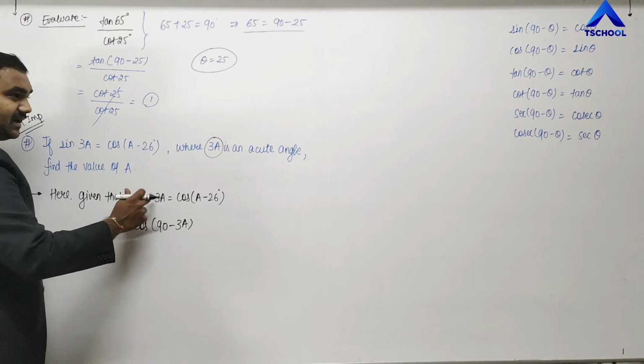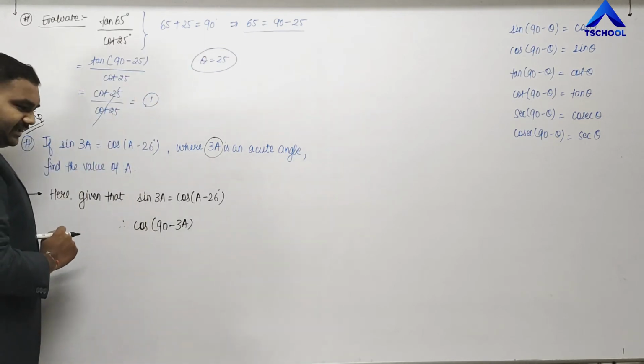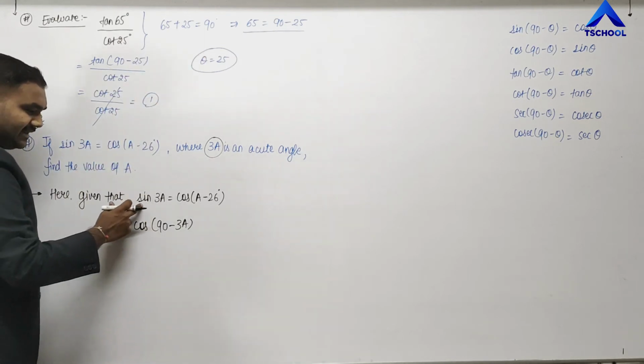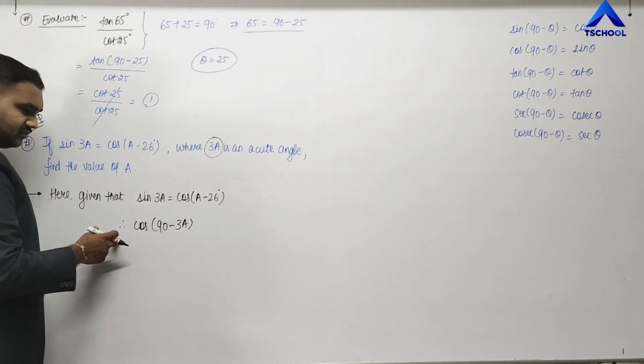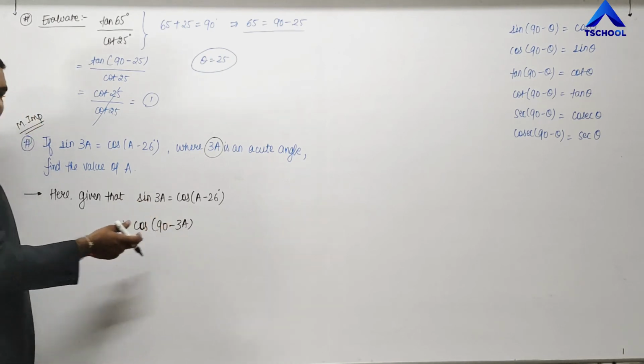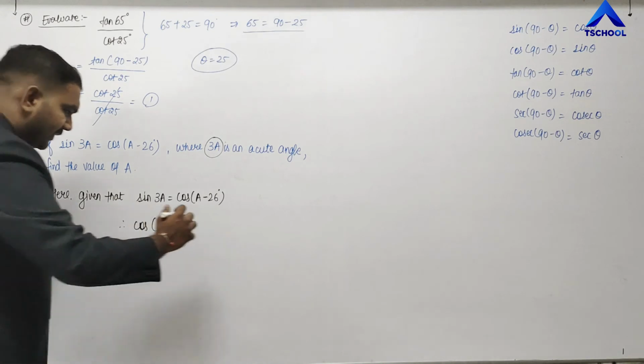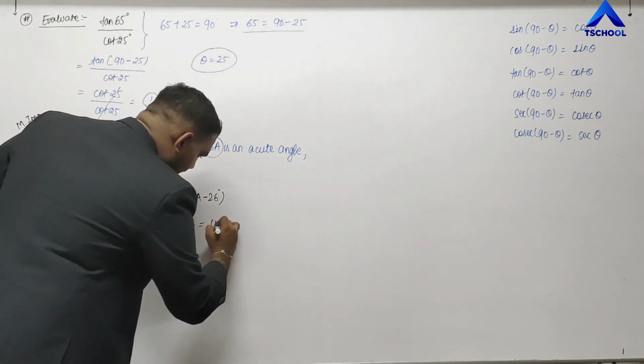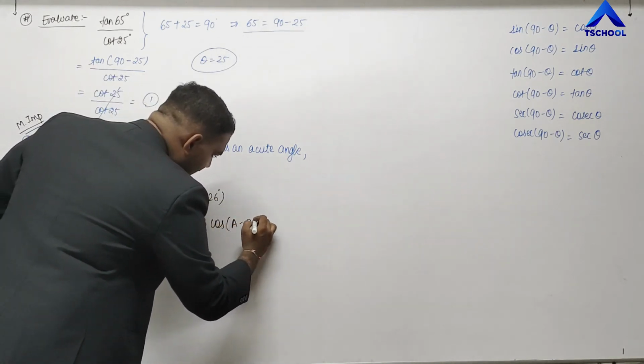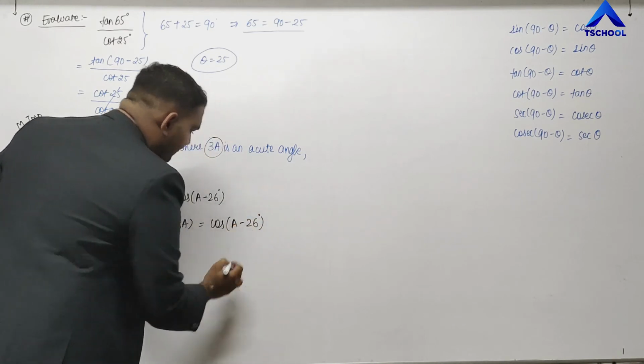So sin theta is equals to cos 90 minus theta, but sin 3a is equals to cos 90 minus 3a. Okay, and that is equals to this thing, cos a minus 26 degree, right?